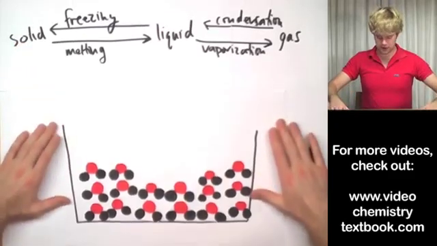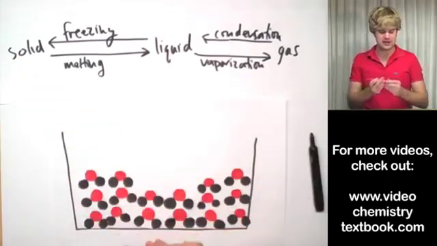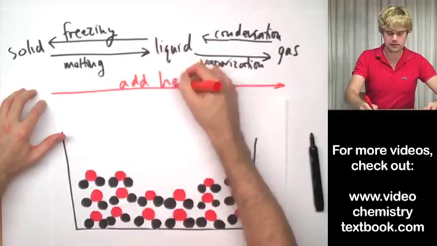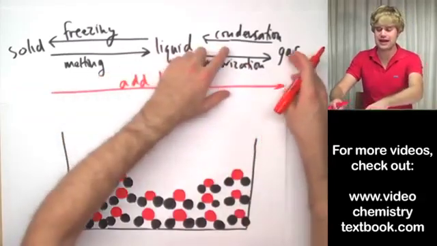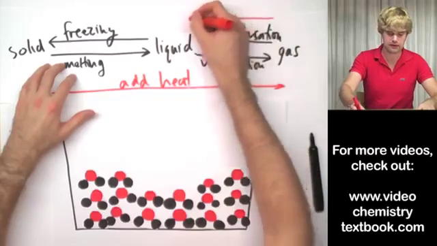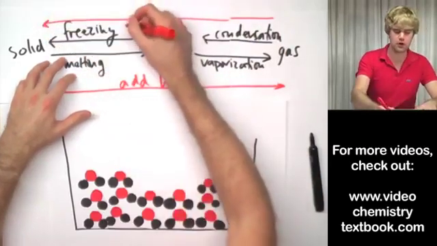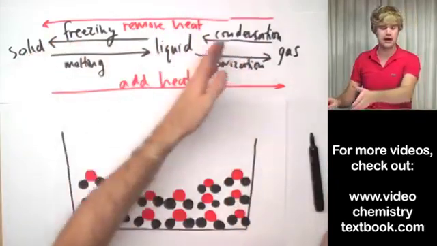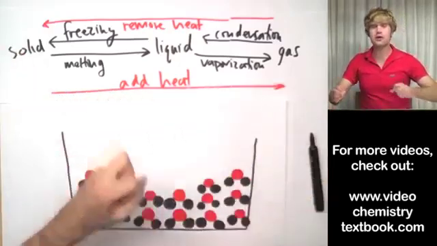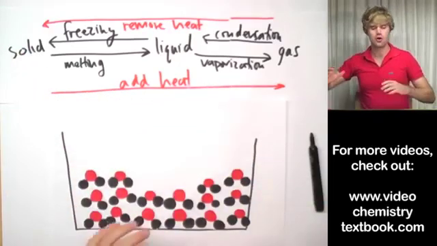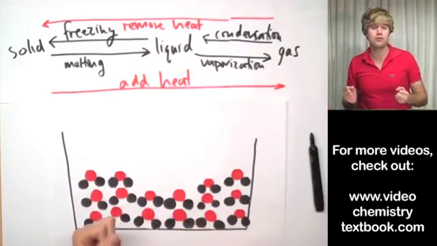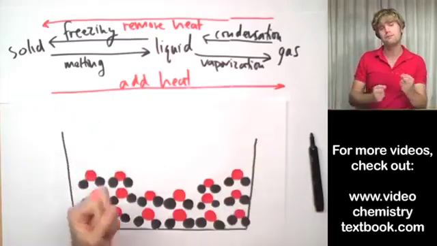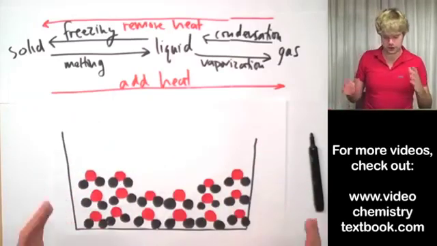And what's important to keep in mind is when we're going in this direction, from solid to gas, we add heat. We make it hotter and hotter. And as we go from gas down here to solid, we remove heat. We suck out the heat and we make it colder. The hotter it is, the faster these things move. The colder it is, the slower they move. And so by changing the amount of heat that they have, by changing their temperature, we change how fast they're moving.